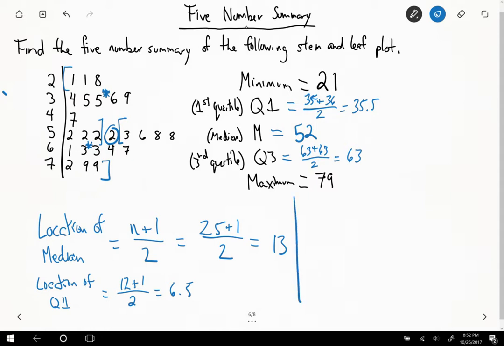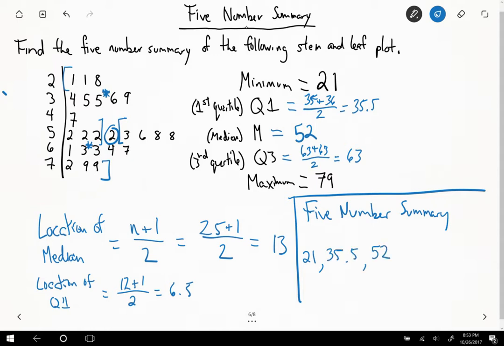So notice when we write our 5-number summary, what do we get? You just want to write them in increasing order. So we have 21, 35.5, 52, 63, and 79. Okay, so hopefully that makes sense on the 5-number summary and how that works, and finding quartiles, minimums, maximums, and medians, once again, with the stem and leaf plot.